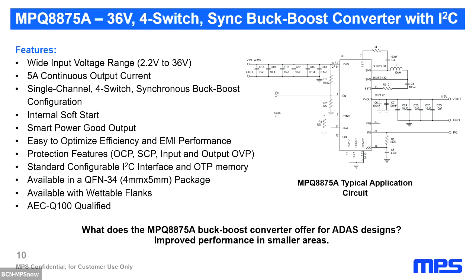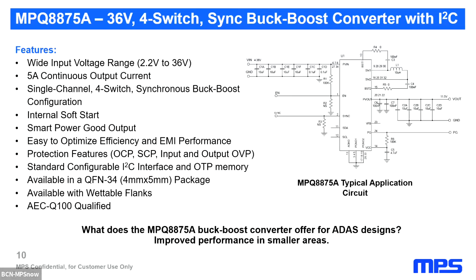to work in a wide input voltage range, from 2.2 volts to 36 volts, delivering up to 5 amperes of continuous current. Other 2 important characteristics of this IC are the protection features, such as the overcurrent protection, the short circuit protection, or the input and output over voltage protections, and the I2C interface with 2 pages of OTP memory.